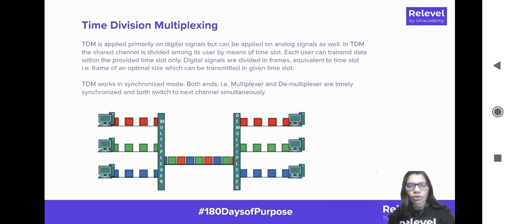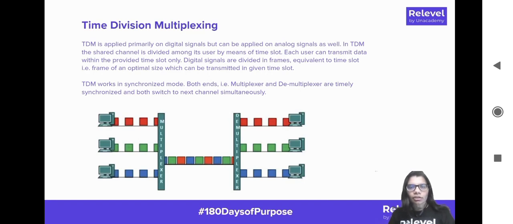TDM works in synchronized mode. Both ends, the multiplexer and demultiplexer, are timely synchronized and both switch to the next channel simultaneously. When channel A transmits its frame at one end, the demultiplexer provides media to channel A on the other end. As soon as channel A's time slot expires, this side switches to channel B. The demultiplexer works in a synchronized manner and provides media to channel B. So signals from different channels travel the path in an interleaved manner. This was pretty much about time division multiplexing.